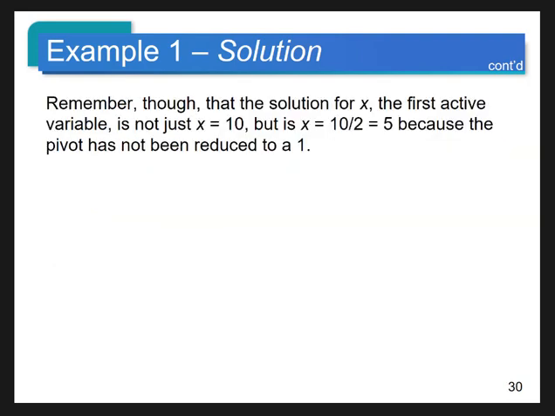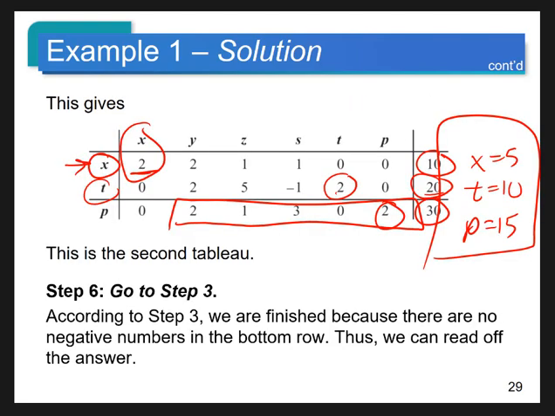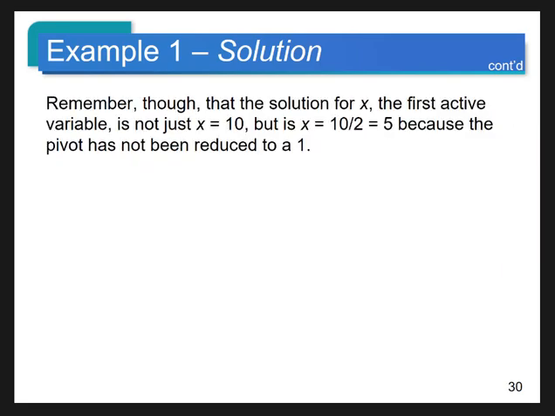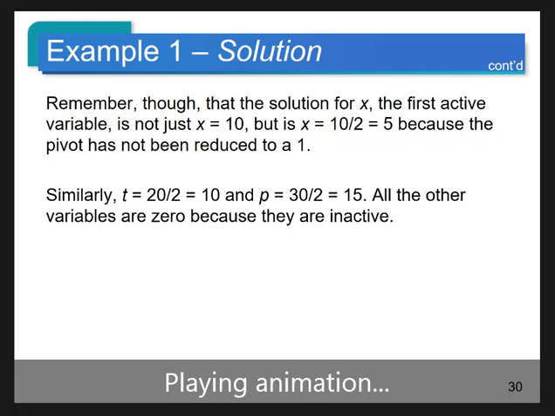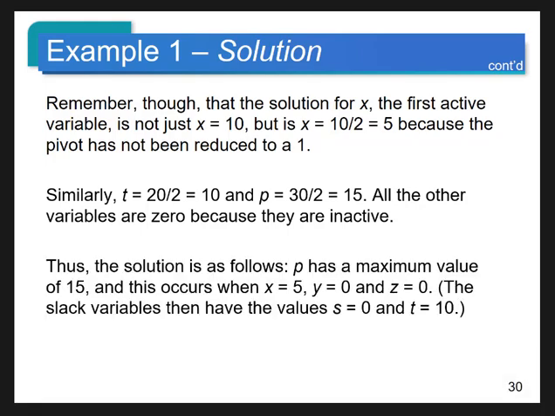So remember though, that the solution for X, the first active variable, is not just X equals 10, but it's X equals 10 divided by 2. That's why I divide by the 2 here because there's a 2 in that X column. So we got X equals 5, T equals 10, and P equals 15. All the other variables, like we said, are 0. They're inactive. So that is the maximization for this function, for this situation.